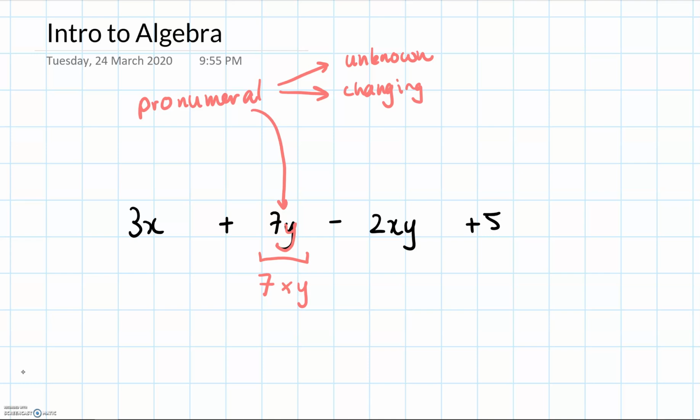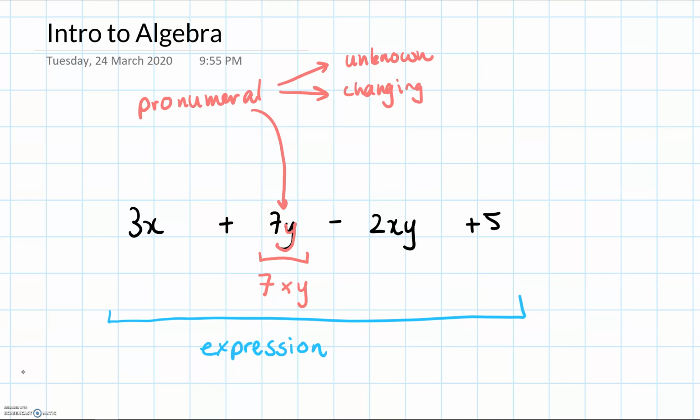Okay, now the next part is what an algebraic expression is. An algebraic expression is just a mathematical statement without an equal sign. So this whole thing here, 3x plus 7y minus 2xy, this is an example of an expression. It's an algebraic expression. So it's just a mathematical statement.